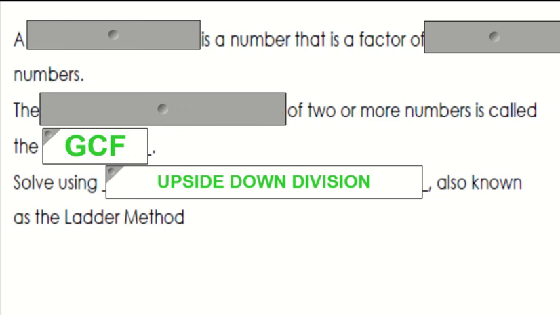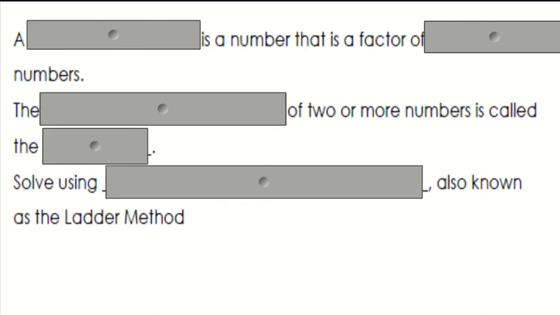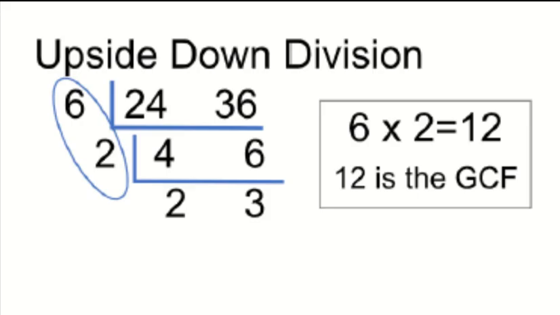All right, so our upside down division ends up looking kind of like this. So this is what the book shows you with 24 and 36. So look, here's how this ends up working. We're going to start with two numbers. I've got 36. I've got 48.